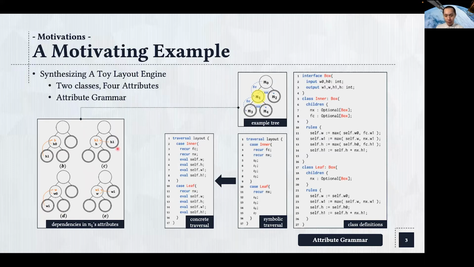Take a look at one of them. For example, H1. You can find out that H1 not only depends on the H attribute of the current node, but also depends on the H1 attribute of its sibling. Such kind of dependencies may not be satisfied if the traversal fails to resolve the value of H1 on the sibling node first. In other words, both the traversal and the attribute computation rules place restrictions on how all those attributes can be correctly computed.